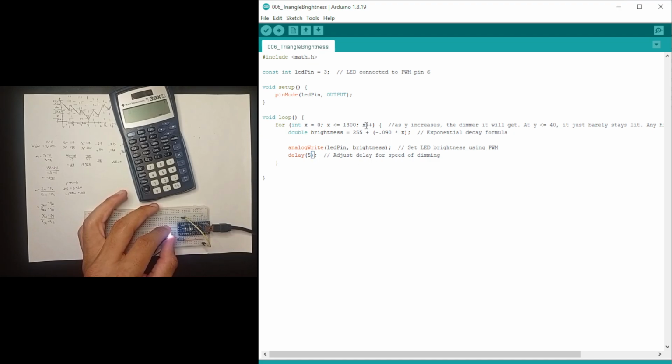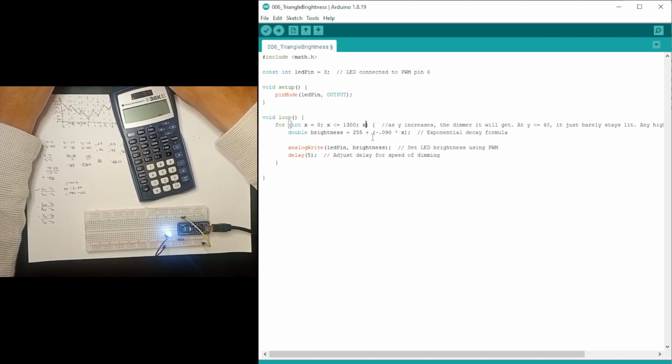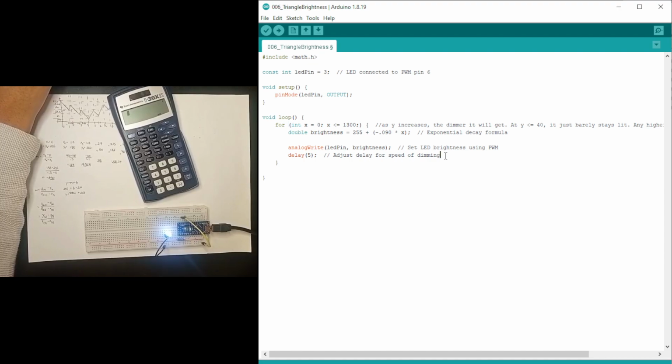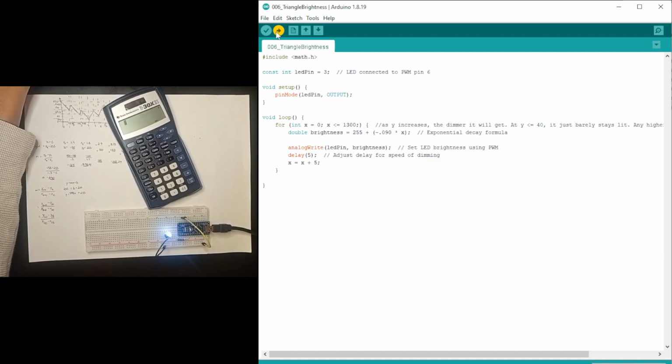Let's do x equals... you know what, we're going to do it that way, and then x equals x plus 5. Yeah, sure.